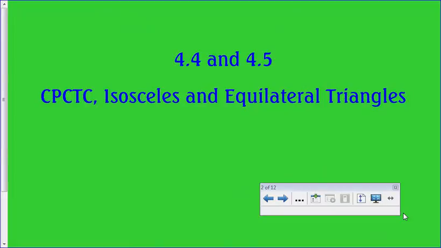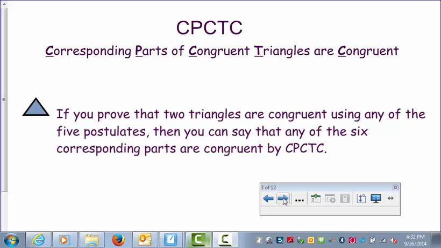Right, for this lesson, we're doing sections 4.4 and 4.5. We're going to focus on more proofs using, this time, CPCTC, or as I like to say, "okay, so practice pronouncing that," and you can try it out in class next time. Isosceles and equilateral triangles, which you already know a little bit about. Let's start with CPCTC.